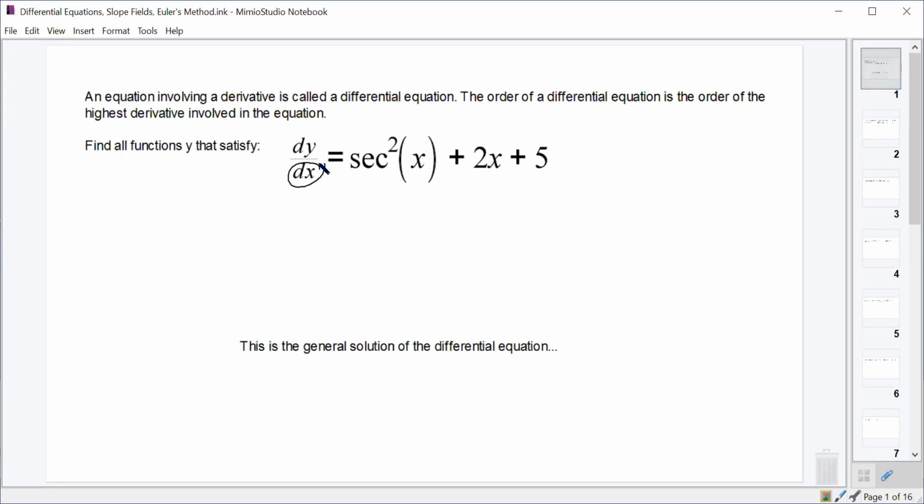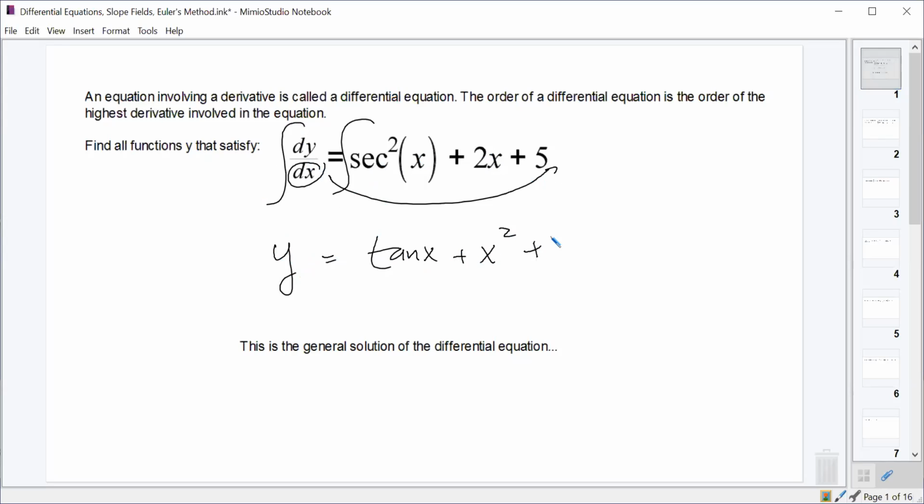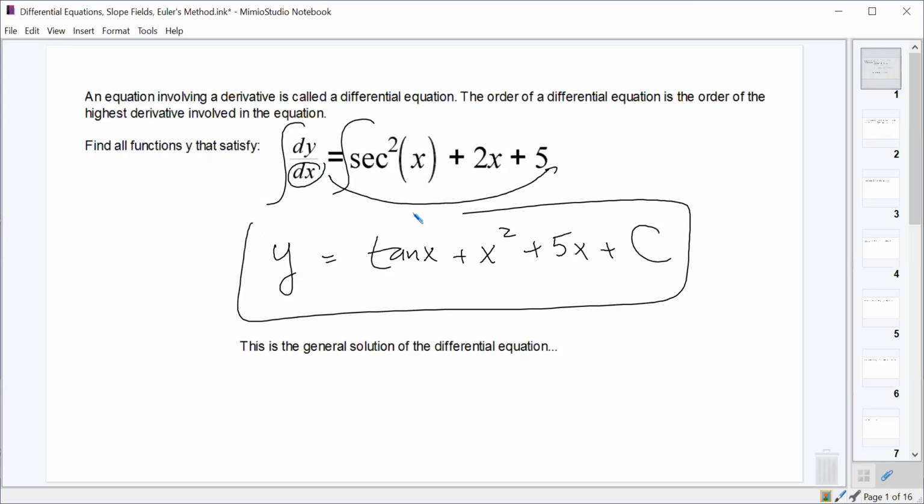So effectively what we do is we take this dx, bring it over here, and then integrate both sides. So our integral of dy is just an integral of 1 dy, or y, and the integral of secant squared x plus 2x plus 5 dx should just be tangent x plus x squared plus 5x plus c. And since, like I said, there's no initial condition given to us, like x equals 7 and y equals 3, we can't find an actual value for the constant.